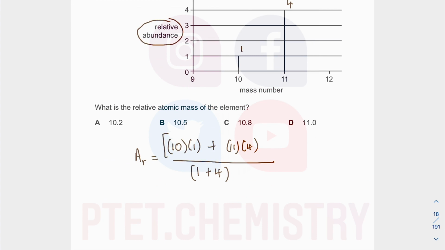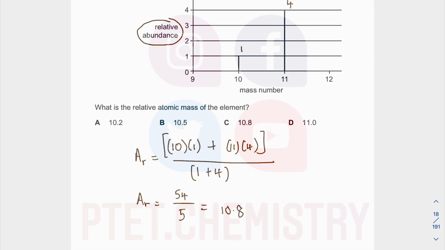So use a bracket for the top bit and the bottom bit because you don't want to be making mistakes with your calculation. 10 plus 11 times 4 is 54. At the bottom is 5. So 54 divided by 5, I get 10.8.